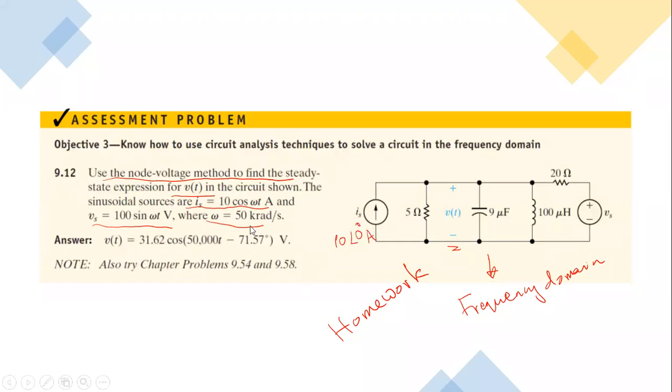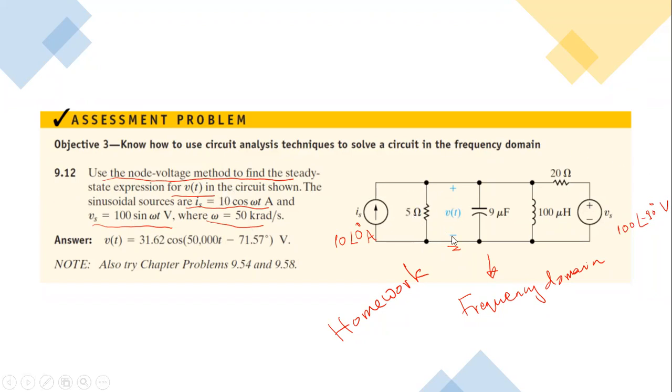And the voltage source on the other side of this circuit is 100 sine omega t. As you see here, we have sine. The first thing you need to do is to convert it into cosine. We can convert it into cosine by deducting 90 degrees. So the voltage source will be 100 at negative 90 degrees volts. This is how we convert from time domain to frequency domain.